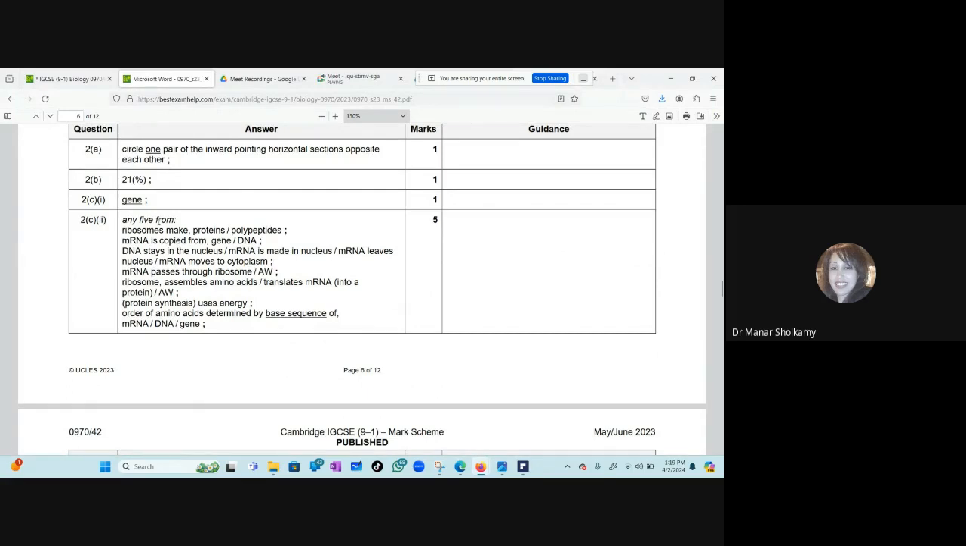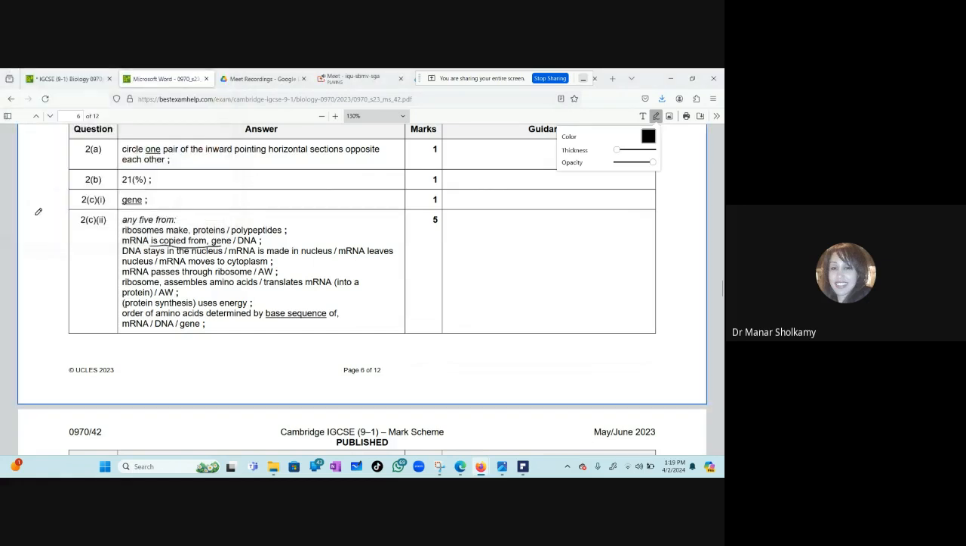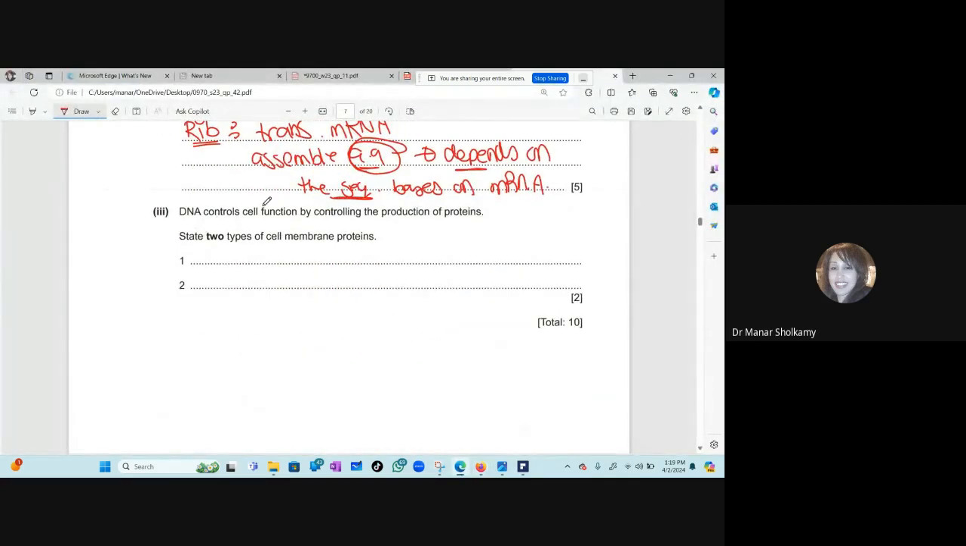The ribosomes make proteins or polypeptides. We already know this. Messenger RNA is copied from the gene. The gene stays in the nucleus. This is important. The messenger RNA moves to the cytoplasm and passes through our ribosome. We said that ribosomes will assemble the amino acids or translate the messenger RNA. The order of the amino acids is determined by the base sequence of the messenger RNA or the DNA or the gene. This last sentence is very important. Don't forget it. DNA controls cell function by controlling the production of proteins.